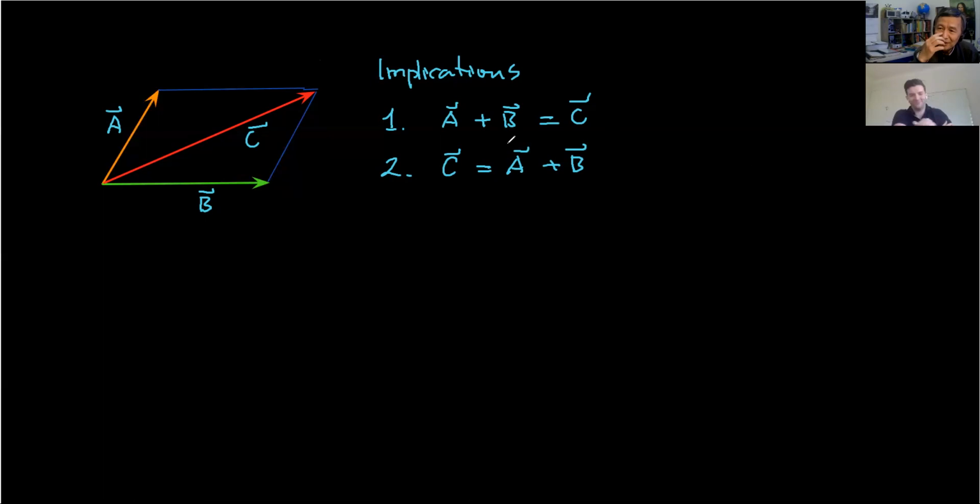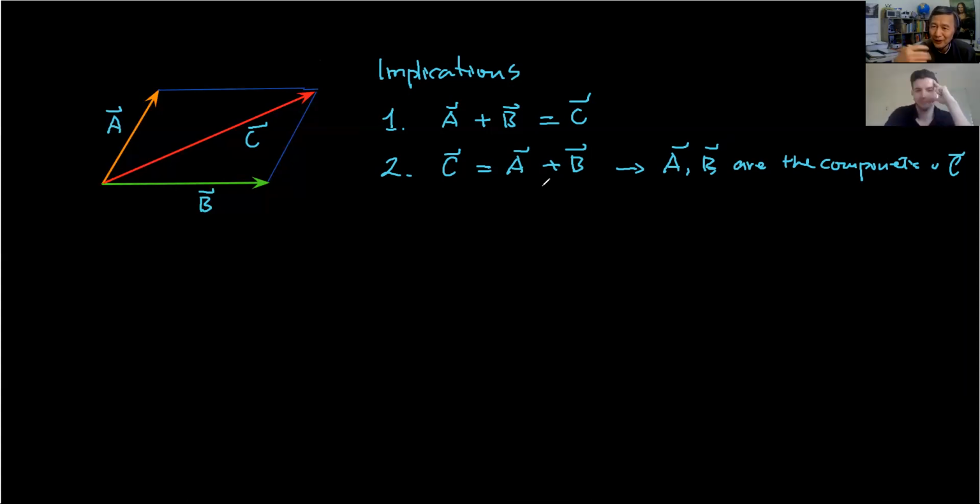Makes sense? So depending on how you talk about that, in this case, A and B are called components. A and B are the components of C, as if A and B originally belong to C. Just for convenience, sometimes we have to rewrite the given C in terms of A and B, okay?